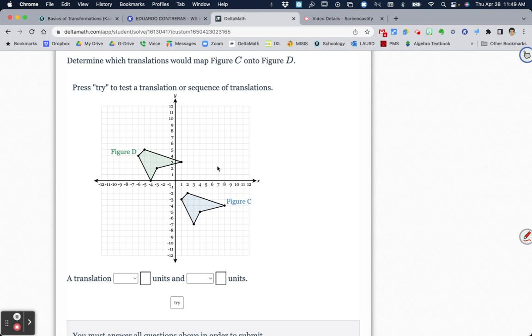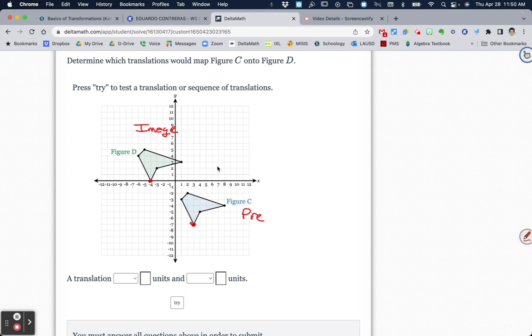All right. So which one are we starting with? Which is our pre-image? C. So just remind yourself, this is my pre-image. That's what I start with. This is going to be my image. And what I want to do is give the directions how to get from figure C to figure D. So I'm going to pick a point. Just pick a point and find its matching point on the image and figure out how much you go right or left and then how much you go up or down.